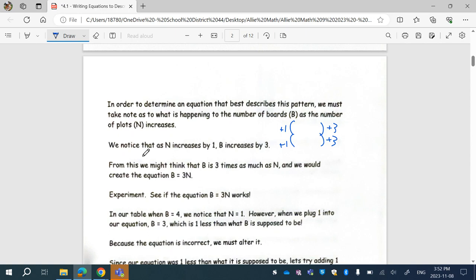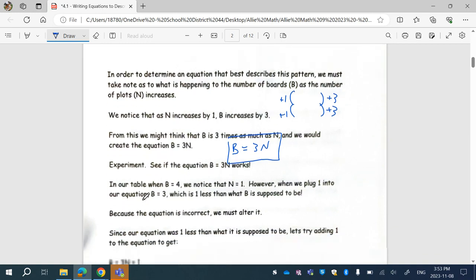From this, we might think that b is 3 times n, 3 times as much as n, as we would create the equation b equals n times 3. So we might think that it means boards equals 3 times the number of plots. Okay, that seems reasonable. For this going up by 1, this goes up by 3. Let's test out the idea that the number of boards is 3 times the number of plots.